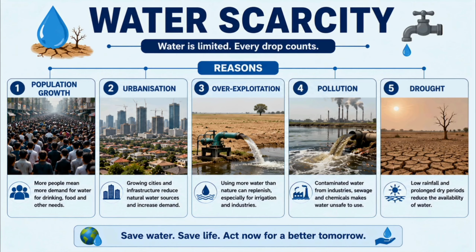Overexploitation: using more water than nature can replenish, especially for irrigation and industries. Pollution: contaminated water from industries, sewage, and chemicals makes water unsafe to use. Drought: low rainfall and prolonged dry periods reduce the availability of water.